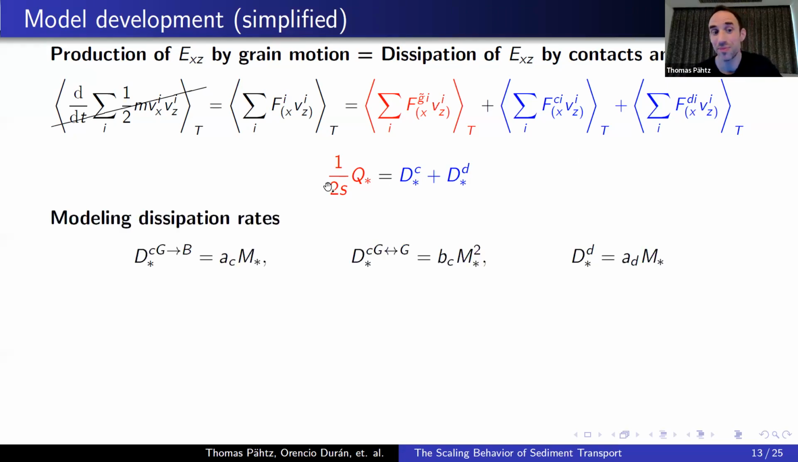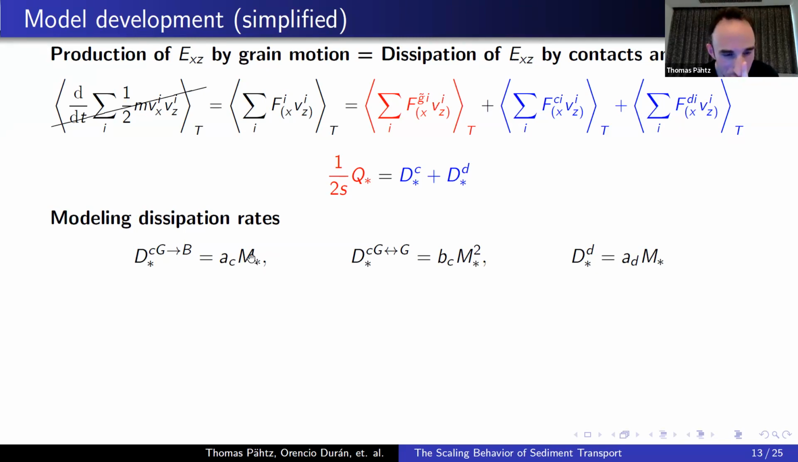So now what I assume is, so here's exact, and now we do assumptions. We are saying, okay, the dissipation rate by contacts has basically two components. Contacts between two grains in transport, and contacts from grain-bed collisions. So we are only interested in the effect as a function of m star. Okay?